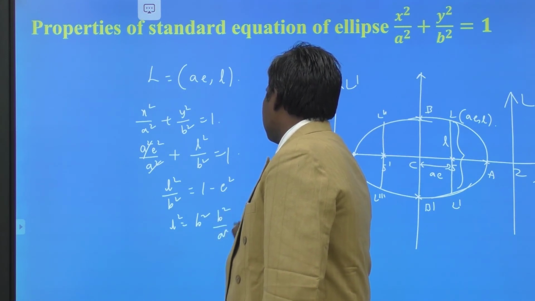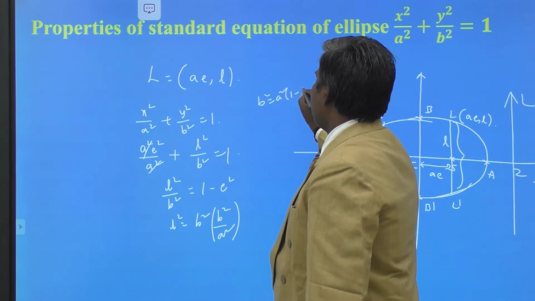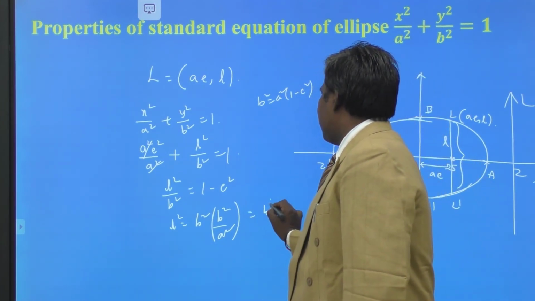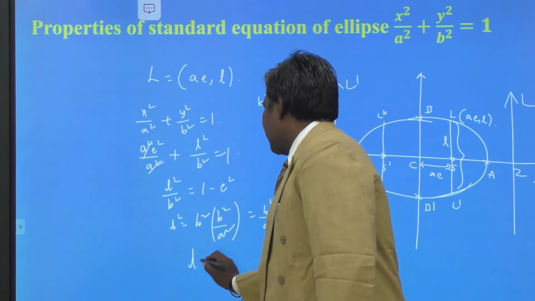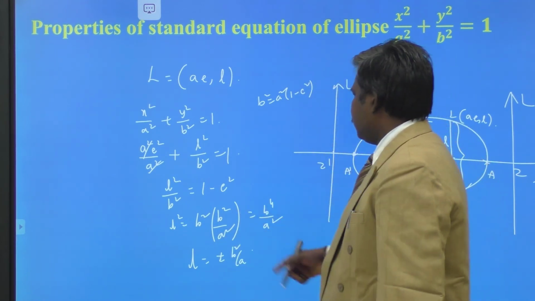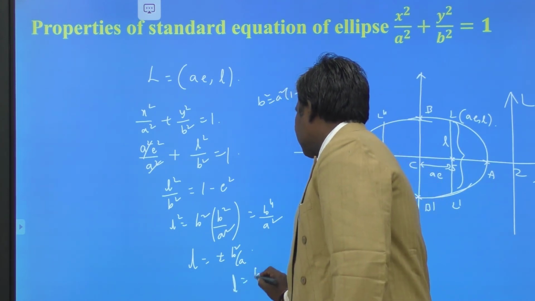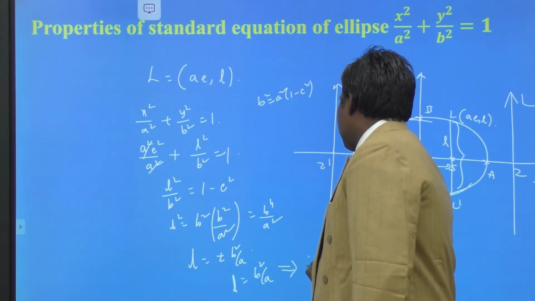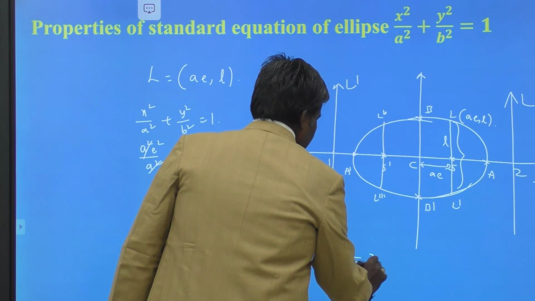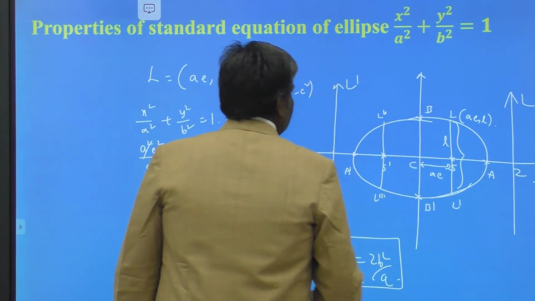1 minus e square is nothing but b square by a square, because b square is equal to a square into 1 minus e square. Instead of 1 minus e square, you can write b square by a square. That is b power 4 by a square. Therefore, l is equal to plus or minus b square by a. If you take l as positive, that is the length, it is b square by a. So l is equal to b square by a implies the length of the latus rectum LLR is equal to 2b square by a.